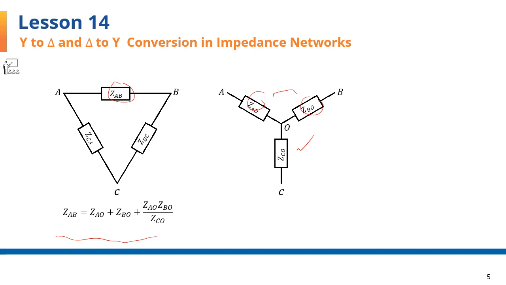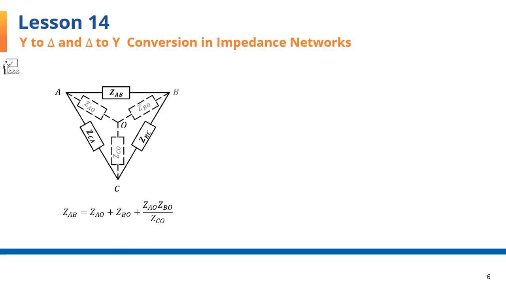To see the conversion better, I have coincided the two configurations in the next slide. So once again, looking at this formula, ZAB equals the sum of the two impedances from the Y configuration that are next to it, ZAO plus ZBO, plus the product of the two divided by the third impedance. Although I'm not showing it here, the other two delta impedances are found using a similar equation.